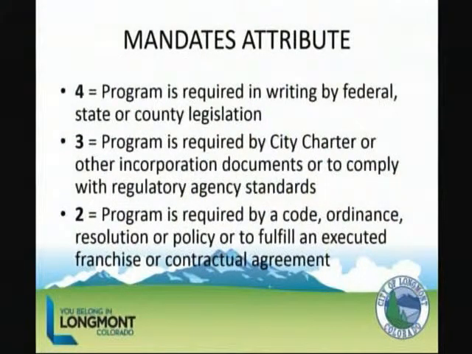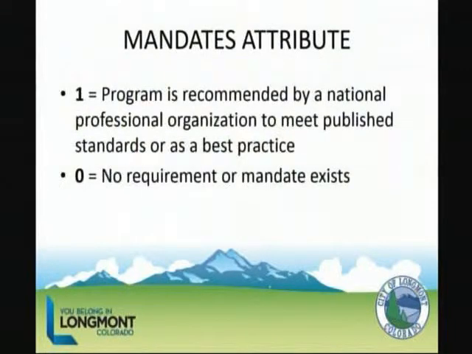A 4 is a program that's required in writing by federal, state, or county legislation. A score of 3 is a program required by city charter or other incorporation documents or to comply with regulatory agency standards. A 2 is a program required by a code, ordinance, resolution, or policy or to fulfill an executed franchise or contractual agreement. A 1 is a program recommended by a national professional organization to meet published standards or a best practice. And then finally, a 0 is a program where no requirement or mandate exists.